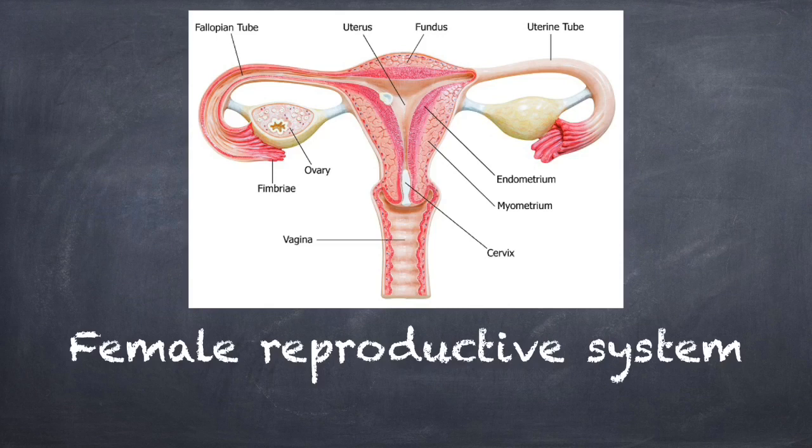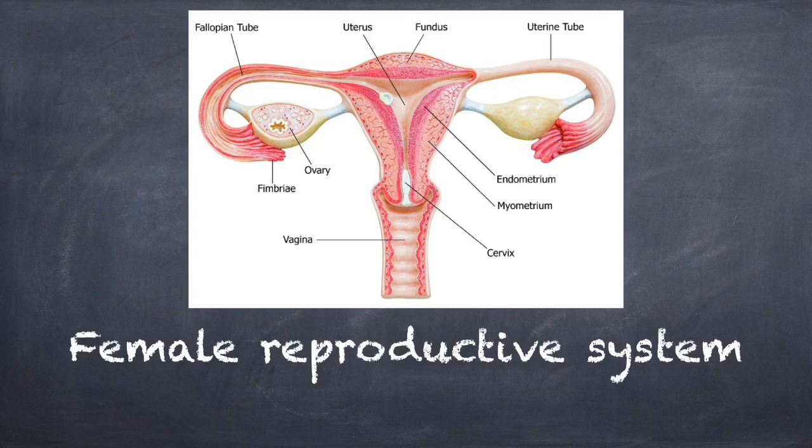And now is the female reproductive system. The female reproductive system is comprised of both internal and external reproductive organs that both enable fertilization and support embryonic development. Structures of the female reproductive system include labia majora, labia minora, vagina, clitoris, cervix, uterus, fallopian tubes, and ovaries.